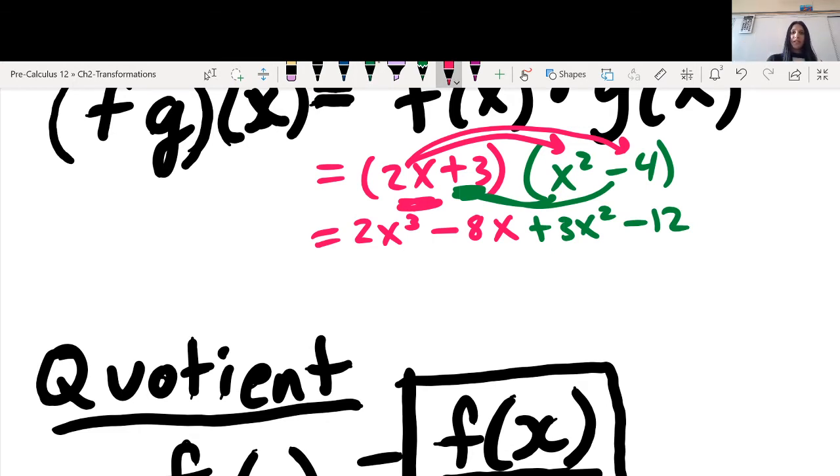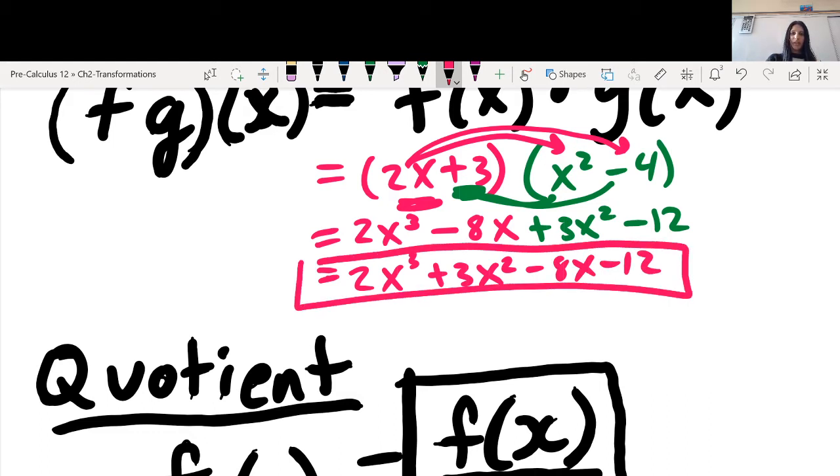I check to see if there's anything at all that I can combine. Doesn't look like there's any like terms, and then I get into the habit of writing it in descending order, so plus 3x squared minus 8x minus 12, and a good habit to have is to put a box or a circle around your final end result. I would like for you to also do this to make things super clear, neat, and organized for whoever is marking your work. It might be me, it might be somebody else next year, but these are good habits to get yourselves into.